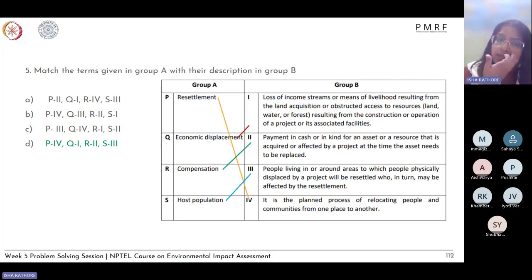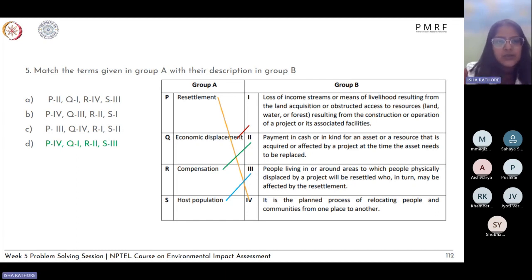Okay, so the correct answer is D. That is, resettlement is the planned process of relocating people and communities from one place to another. So P matches with 4. Then economic displacement is the loss of income streams or means of livelihood resulting from land acquisition or obstructed access to resources, land, or forest, resulting from construction or operation of a project or its associated facilities. So loss of economic income.